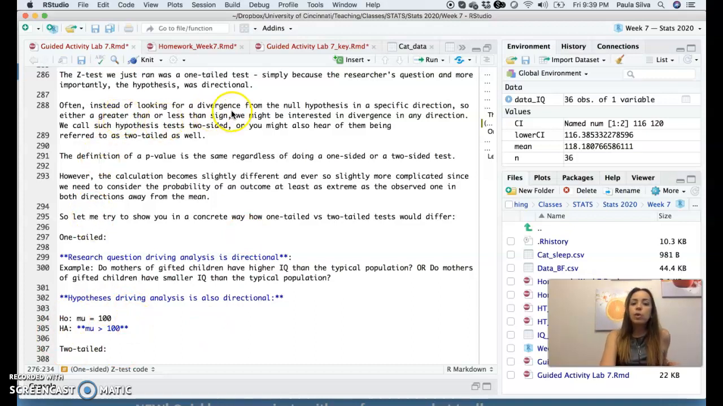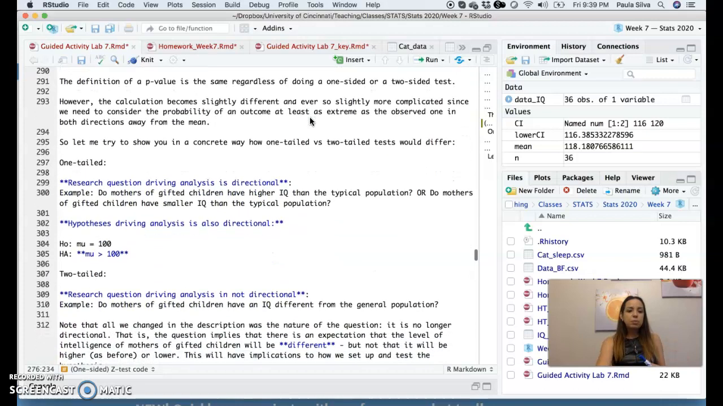Often, instead of looking for a divergence from the null hypothesis in a specific direction, so either a greater than or less than sign, we might be interested in a divergence in any direction. We don't have a clear expectation that it's going to go just on one side. We call such a hypothesis a two-sided hypothesis, or you might also hear of them being referred to as a two-tailed hypothesis as well.